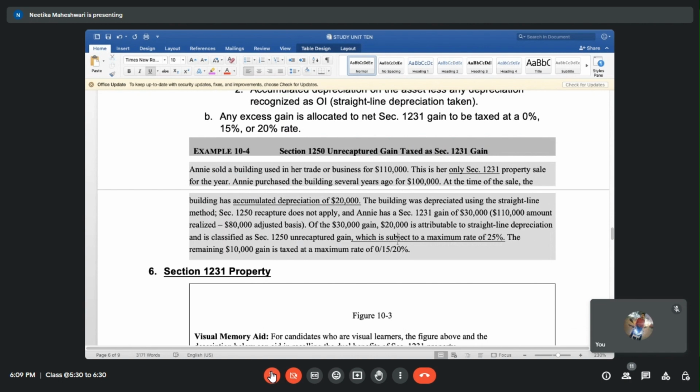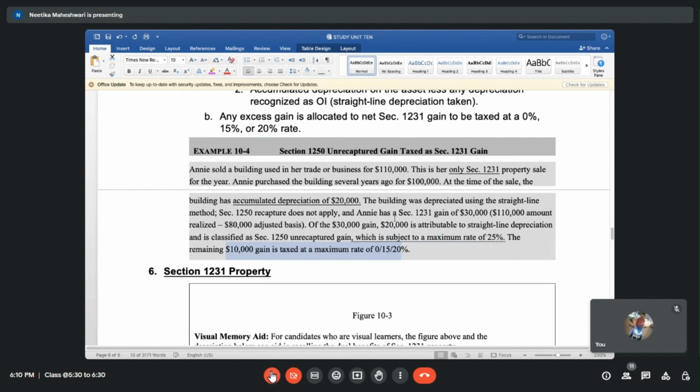But here they're getting an advantage: even though her tax rate might be 35% as an ordinary rate, she's going to pay a maximum of 25% on this 20,000, which is the unrecaptured amount. The depreciation is not getting recaptured as ordinary income, also because she followed the straight line method of depreciation, right? Yeah, exactly. So the maximum she'll be paying is 25%, and on the remaining gain she'll be paying any of these rates depending on her AGI and tax slab and which bracket she is falling under.